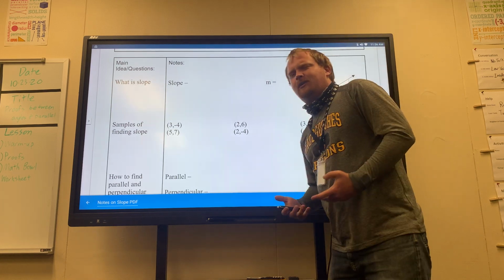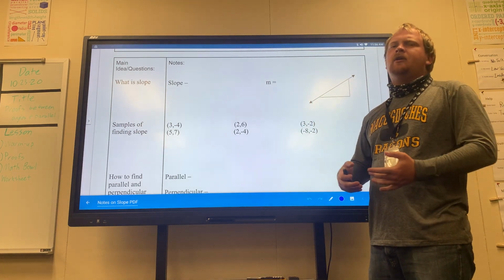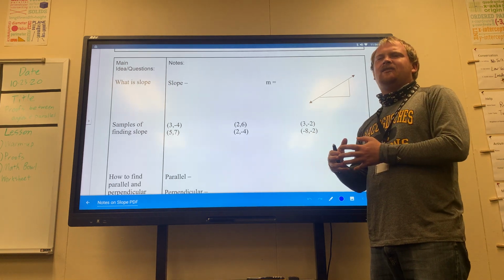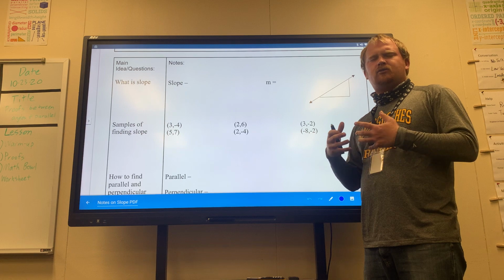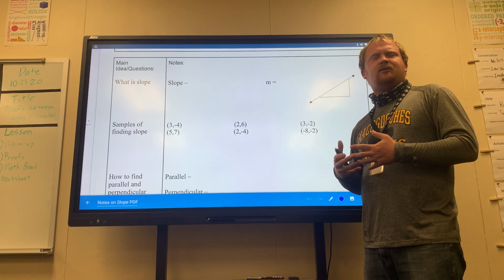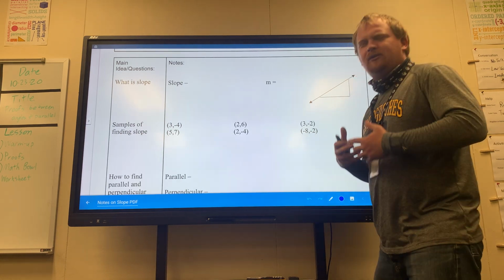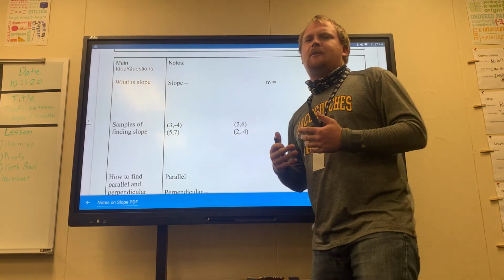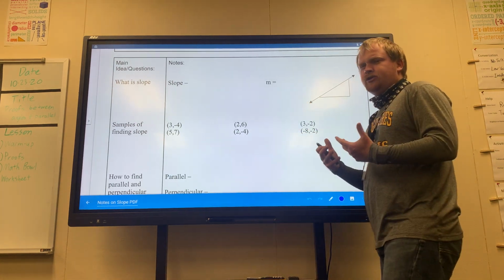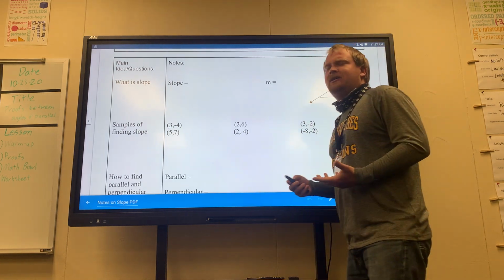Okay, this is something we actually learned in Algebra 1, but we're going to revisit this a little bit further by putting it in a geometric or geometry-based lesson. Because there's something unique about slope that we can actually use when it comes to geometry. So just to recap, what is slope exactly?